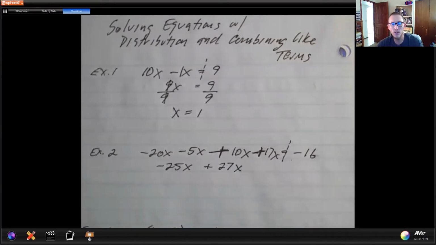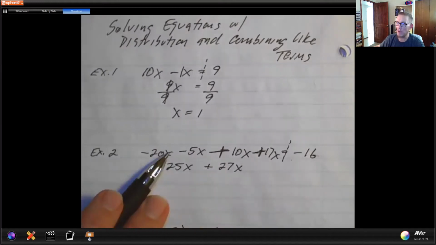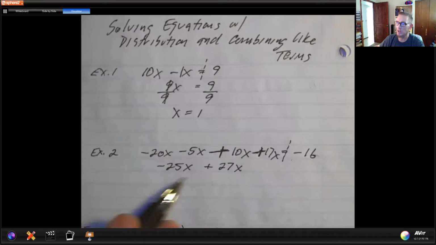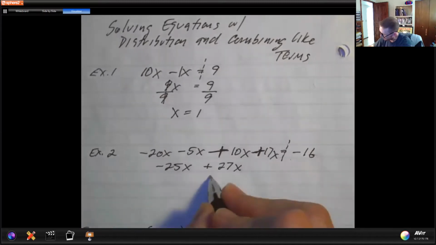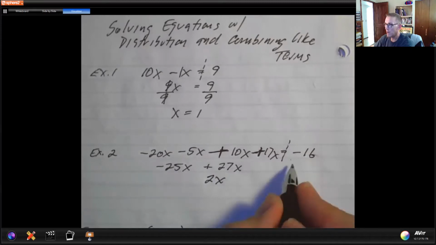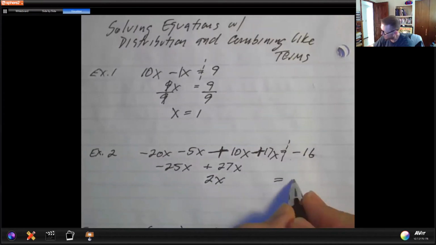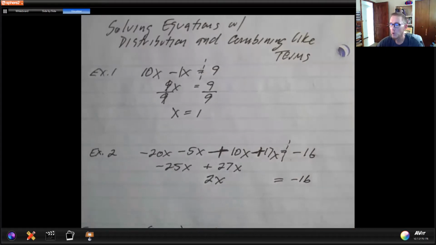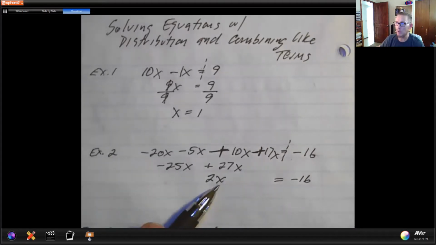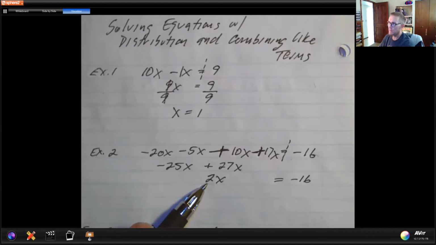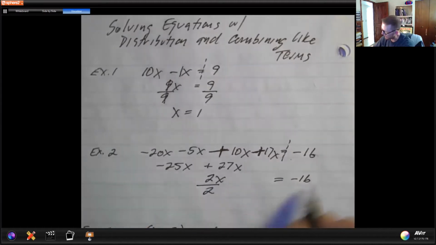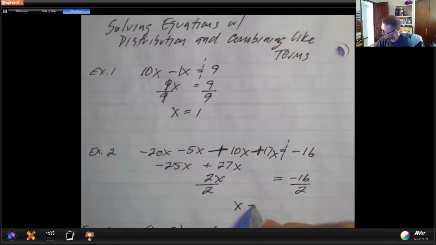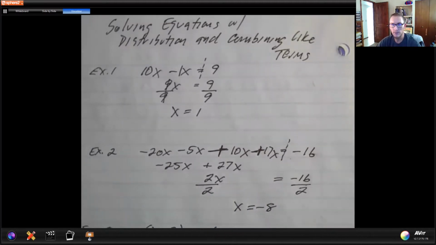So instead of doing everything in one step, I'm going to show a little bit of work in between because it helps me keep track of my like terms. I can still combine these because they both have an x. So if I take negative 25 and positive 27, that's going to leave me with 2x. I'm going to bring the equal sign down, and I'm going to bring down the negative 16. And in order to get the x alone, I need to get rid of the 2 that's touching it. So go back to one-step equations. When it's touching, that's multiply. And the opposite of multiplication is to divide both sides by 2. So x equals negative 8.